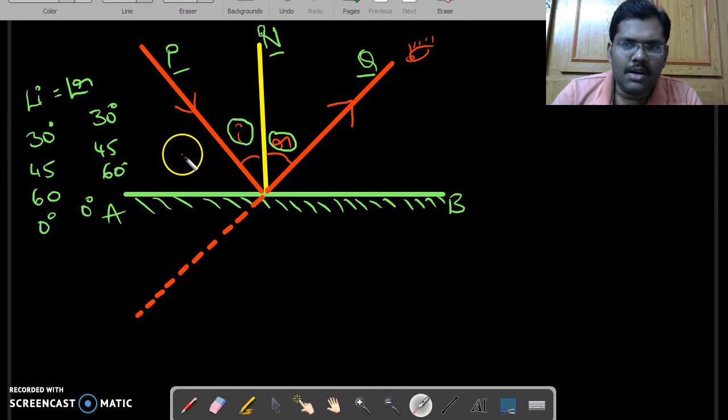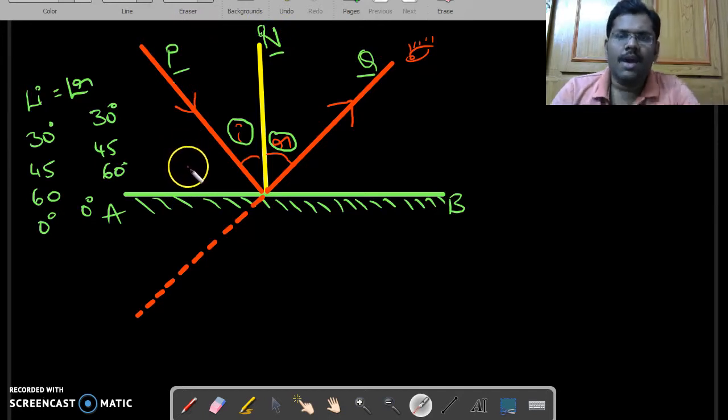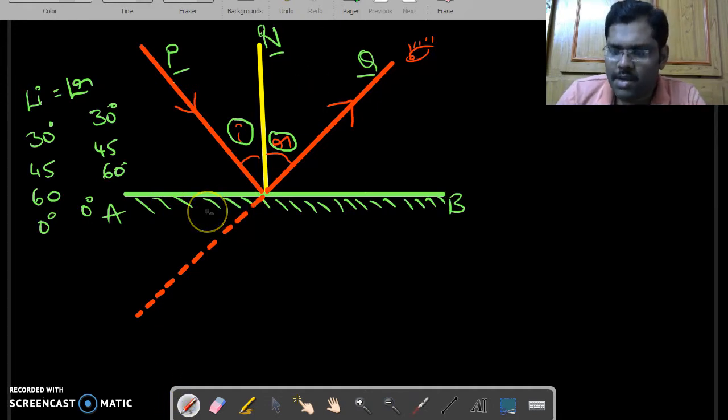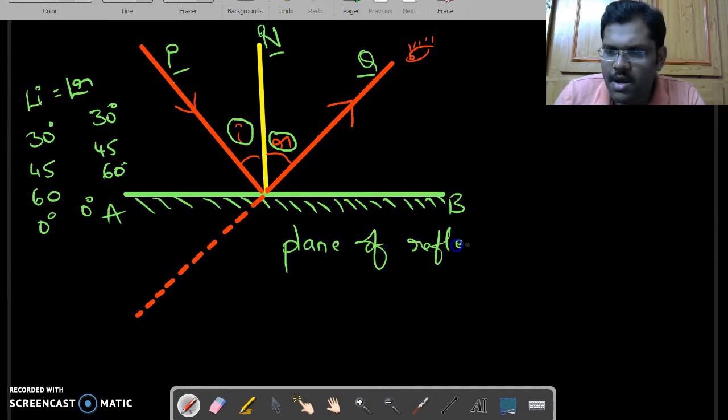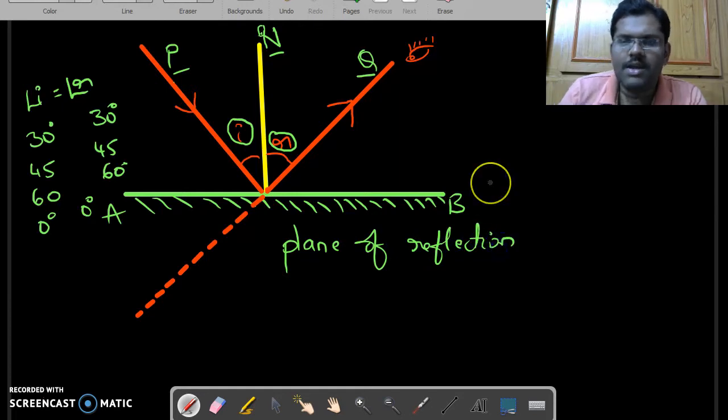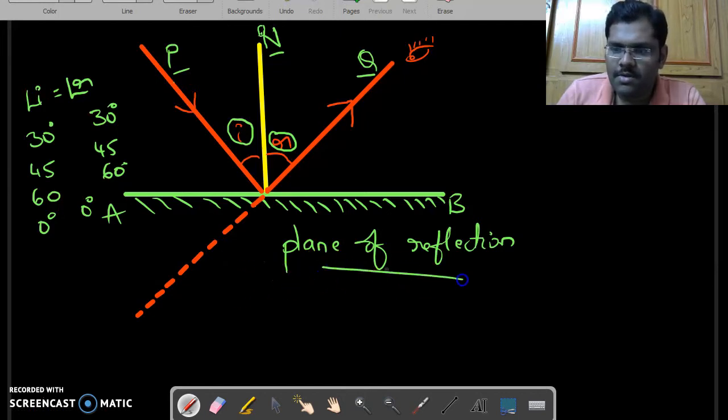The incident ray, the reflected ray and the normal lie in the same plane, and that plane is said to be the plane of reflection. If anybody asks you, we know that the incident ray, normal ray and reflected ray are in the same plane, so is there any name for that plane? Yes, it is called the plane of reflection. If it belongs to refraction, then we call it the plane of refraction, which we learn in the next chapter, that is the 5th chapter.